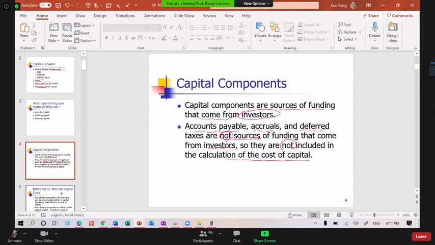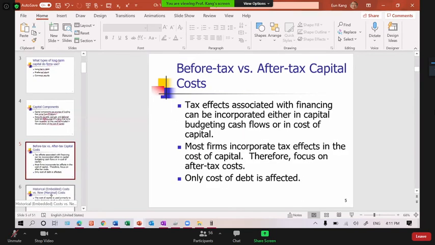Okay? It's not debt. If it is a debt, then what? You have to pay interest. There's some kind of no cost or free financing. So there is no cost, so there's no cost of capital included. And then next, before-tax versus after-tax capital cost.